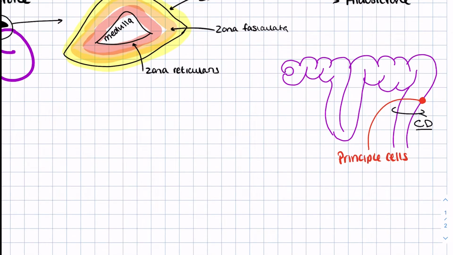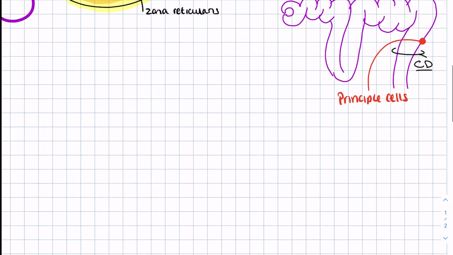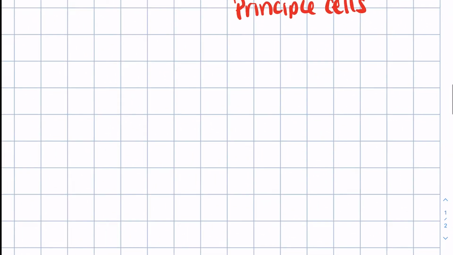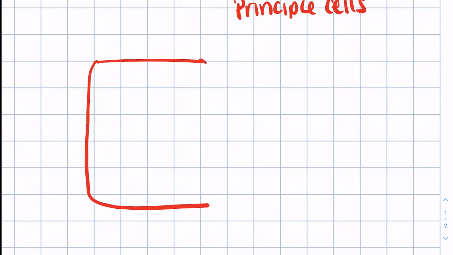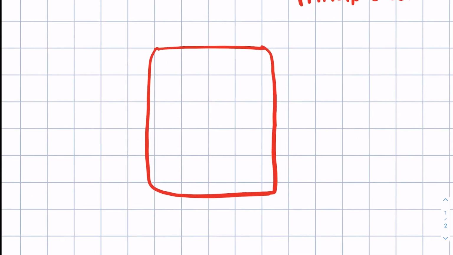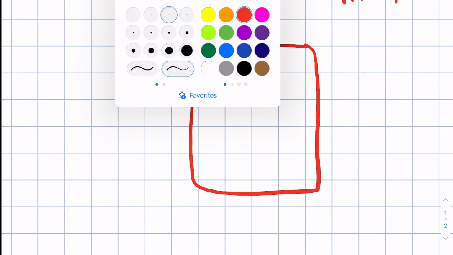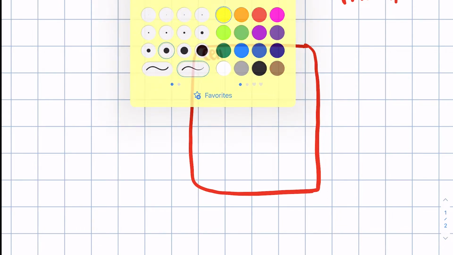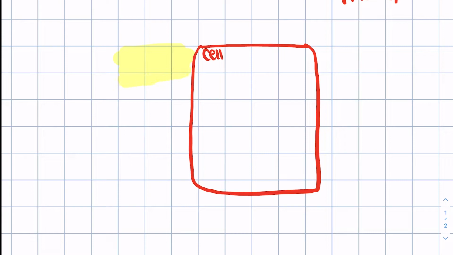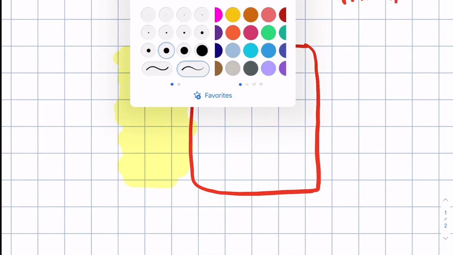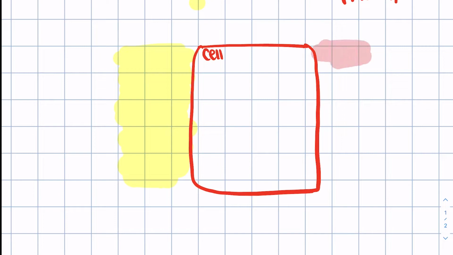Okay, so that's where aldosterone acts. So if we had a look at the principal cells in a little bit more detail, we can see how aldosterone influences the movement of potassium. So this is our cell, and because it's a nephron, we're going to have urine on one side, the apical membrane side, and we're going to have blood on the other side, the basolateral membrane side, okay?